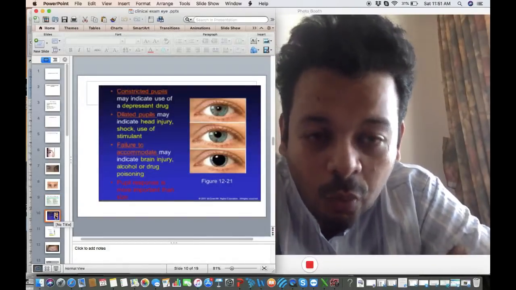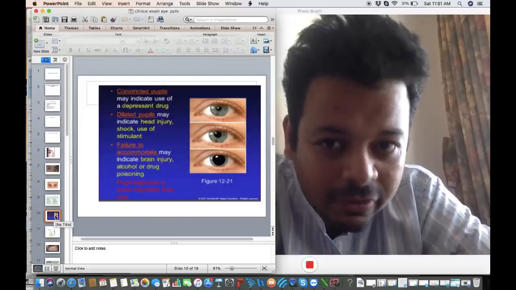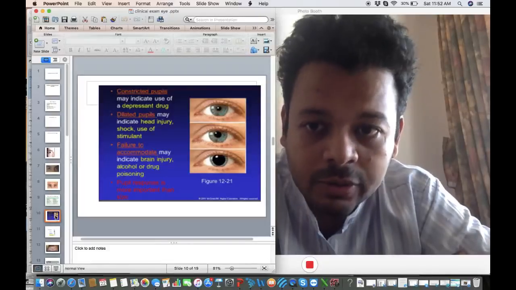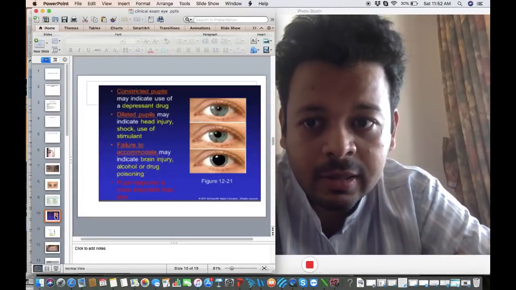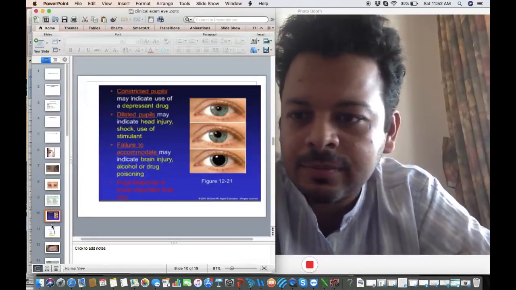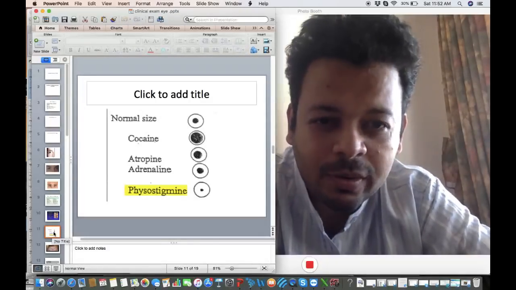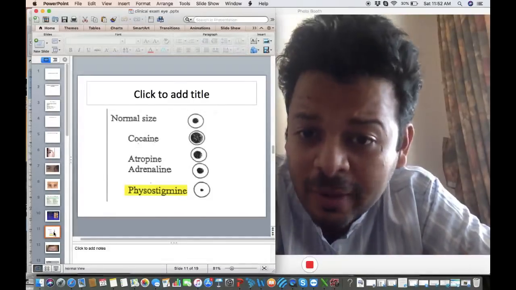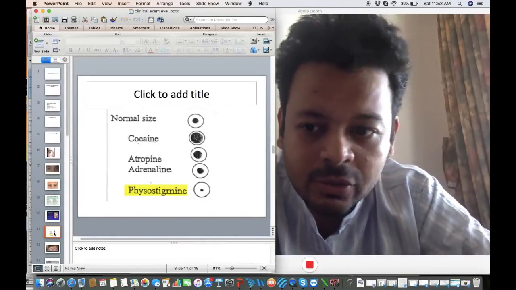But one should also know what the pupil actually indicates. The constricted pupil often indicates a depressing drug. The dilated pupil may indicate head injury, a dropsy, a swelling, a shock, a stimulant. Failure of accommodation may also indicate a major brain injury, alcohol, drug poisoning. The response of the pupil is more important than the size. Here I have given a little bit of a diagrammatical understanding of different pupils. Cocaine, see what happens in cocaine, see what happens with atropine, then you can understand with belladonna, adrenaline, physostigmine.